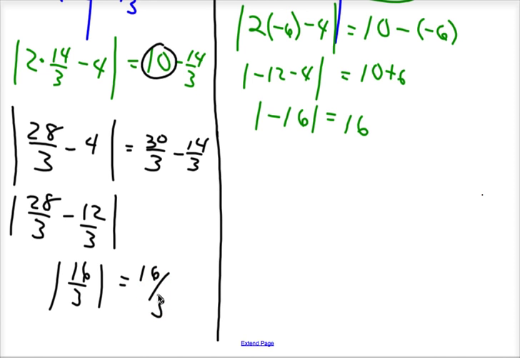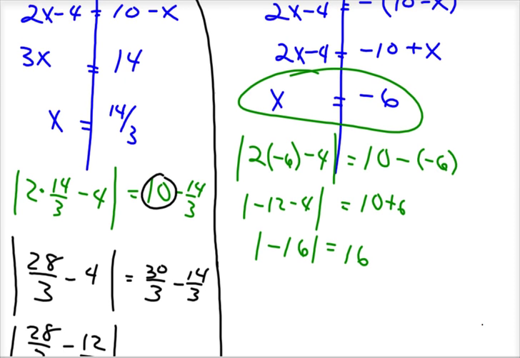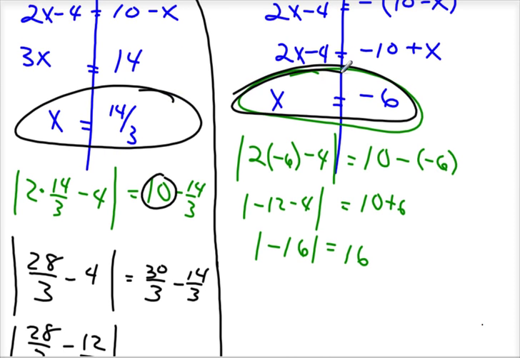Okay. So we've got two answers on this one. Both of them work. We should have negative 6 and 14 thirds. Here's my two answers right here. A lot of the time, only one of them will work.